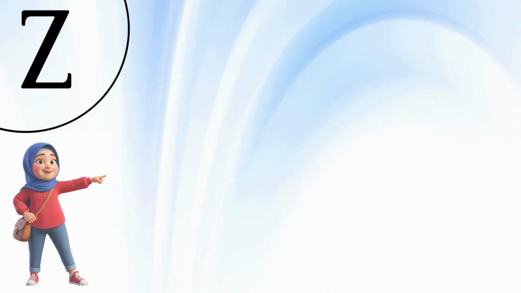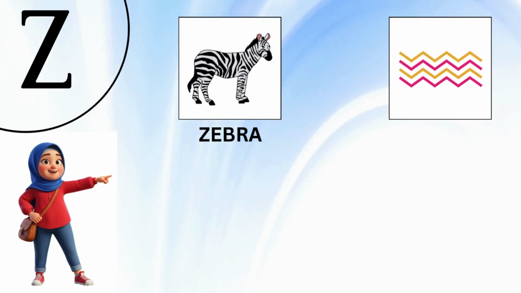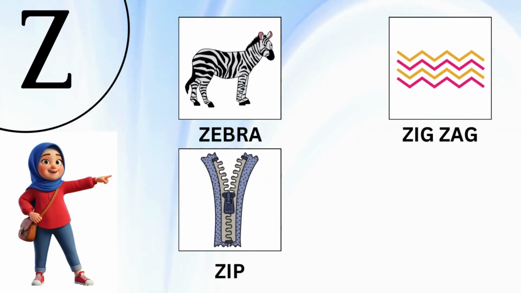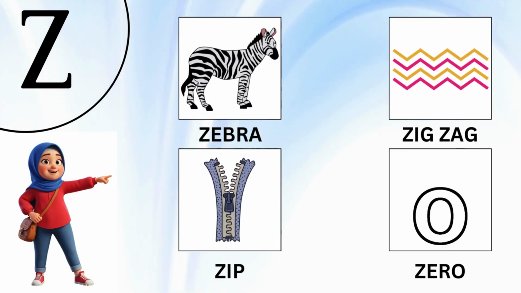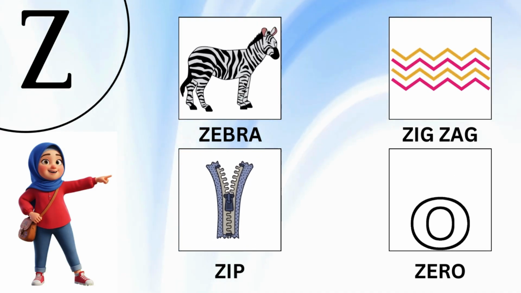This is letter Z. Z is for zebra. Z is for zigzag. Z is for zip. Z is for zero. Zebra, zigzag, zip, and zero.